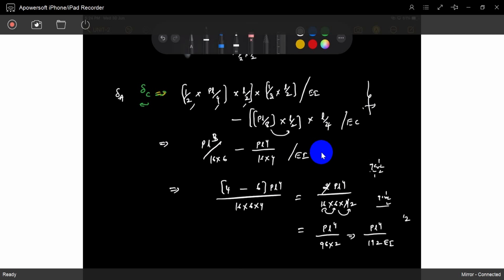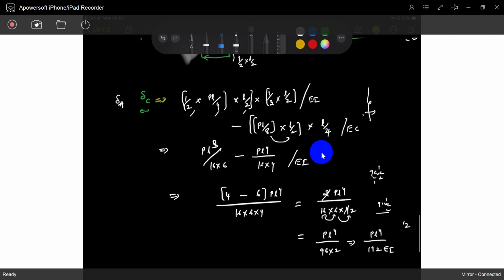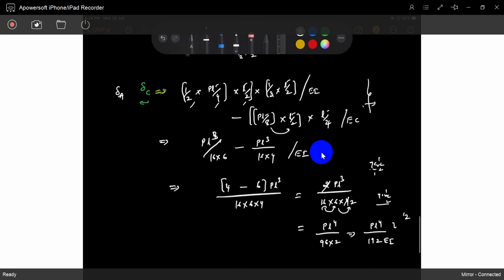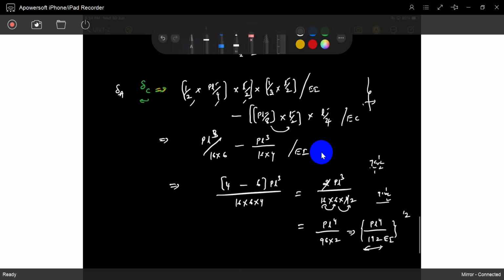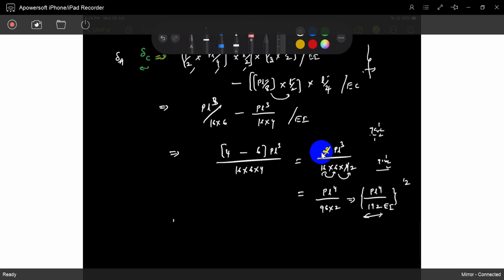And one thing you have to observe. It's not PL power 4. It's L, see, it is PL, L square, L cube. So PL, L square, L cube. Okay, so that's it. That is the only wrong thing, I think. So we did exact things. PL cube. So that's the value, PL power 4 by EI 192. So I observe it. The deflection at C is PL power 4 by 192 EI, the maximum deflection.